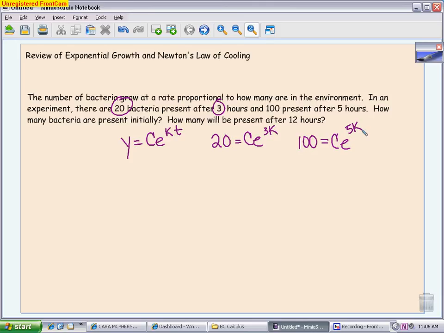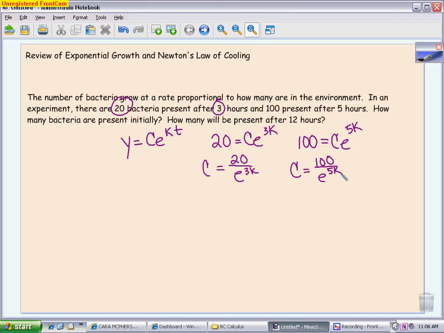So here it's like we're solving a system of equations, and I think the easiest way to do this is to solve both equations for c. So in the first one, c equals 20 divided by e to the 3k, and in the second one, c equals 100 divided by e to the 5k. This is not the only way to go about solving it, but this is the way that I kind of think when I look at this.